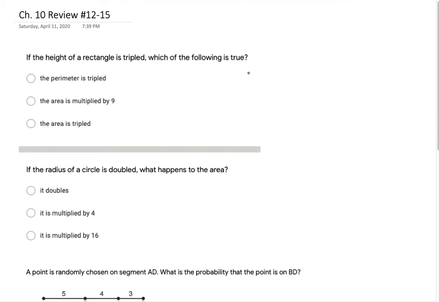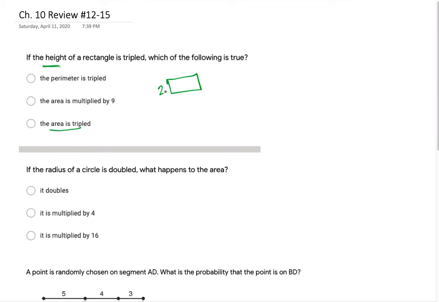Okay, the last few here says if the height of a rectangle is tripled, which of the following is true? The perimeter is tripled, the area is multiplied by 9, or the area is tripled. So when in doubt, kind of draw these out. So when just the height is tripled, then the area is going to be tripled.